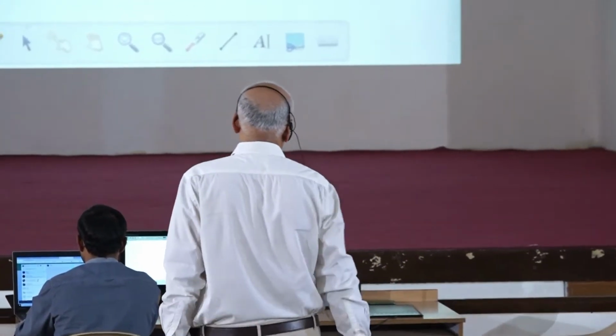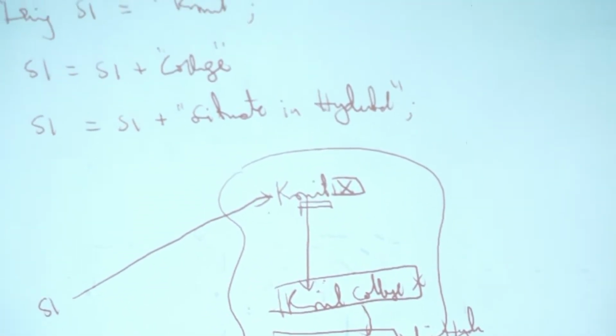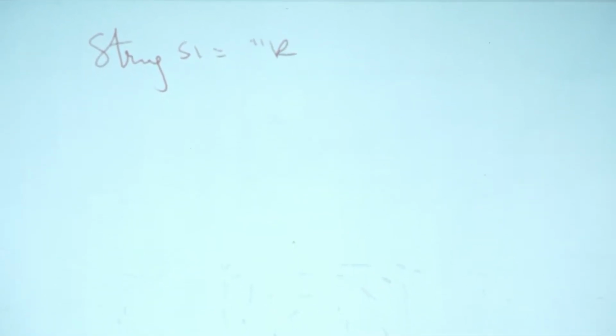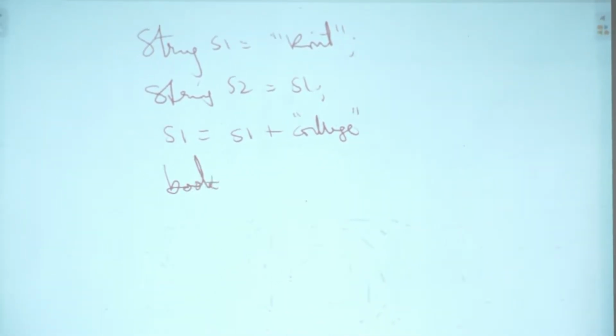And there are consequences of that. Whenever you are creating this, we can do a basic check about the immutability. Let's see what happens. So I'll say String s1 is equal to "KMIT". Then I'll say String s2 is equal to s1. Once I have written that, I say s1 is equal to s1 plus "college", and then I say boolean b equal to s1 equals s2. Will this be true or false?